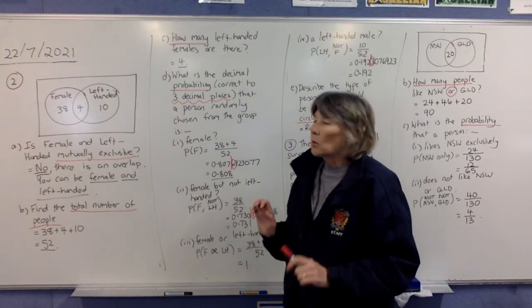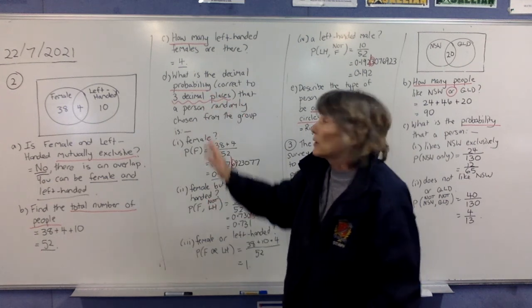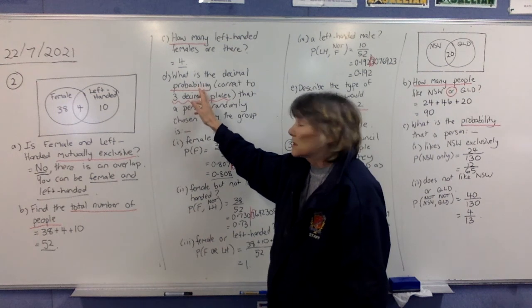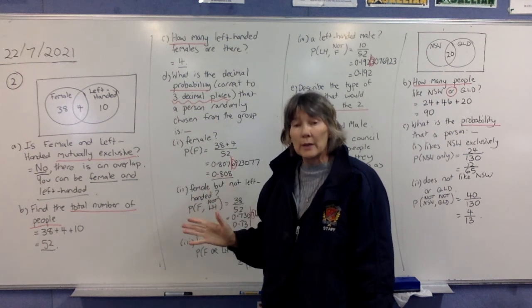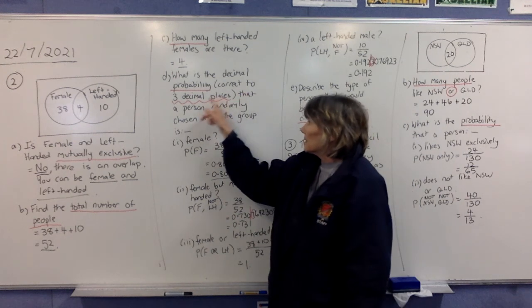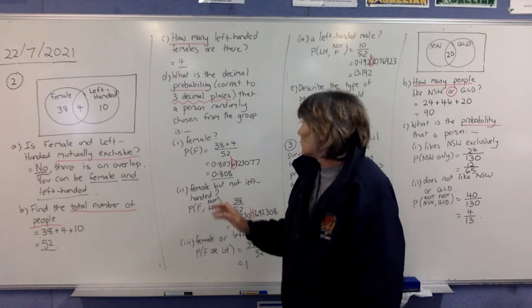Okay, the next one says, what's the probability? So make sure you're answering the question they've asked. Here it says how many, so make sure you give a number. This one says, what's the probability? So make sure you answer that. Most of the time, probabilities are fractions, but in this case, they're asking for decimals. So we will be converting them to decimals.